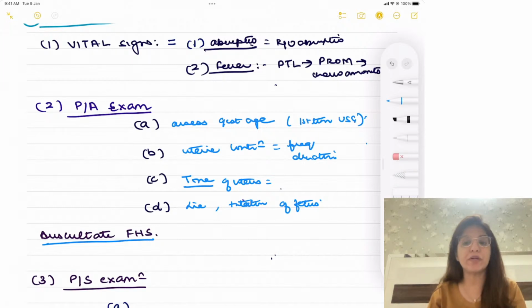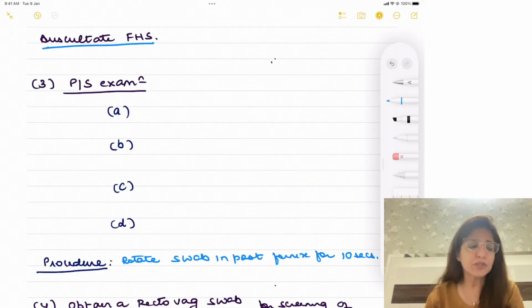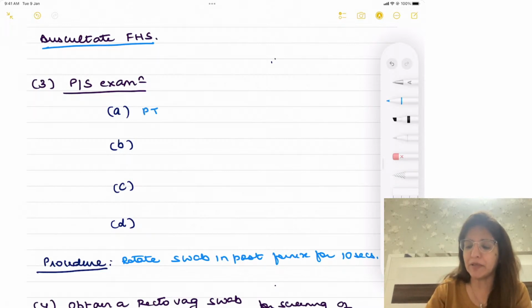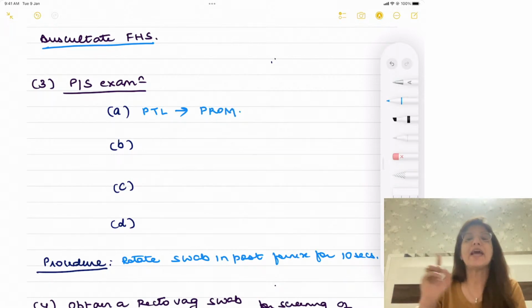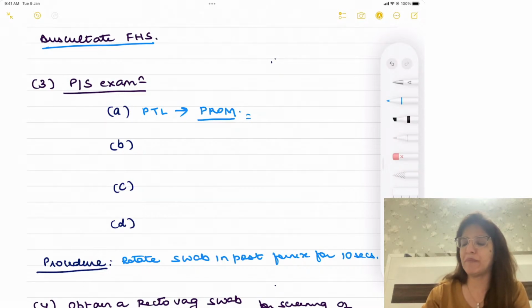Right? Now, after per abdominal examination, do not jump to per vaginal examination. First thing what you're going to do is a per speculum examination. Again, why? Because preterm labor is associated so many times with premature rupture of membranes. And before I rule out premature rupture of membranes, I am not going to go to a per vaginal examination. So first thing is do a per speculum examination and see whether the membranes are ruptured or not. So you should know whether premature rupture has happened or not.